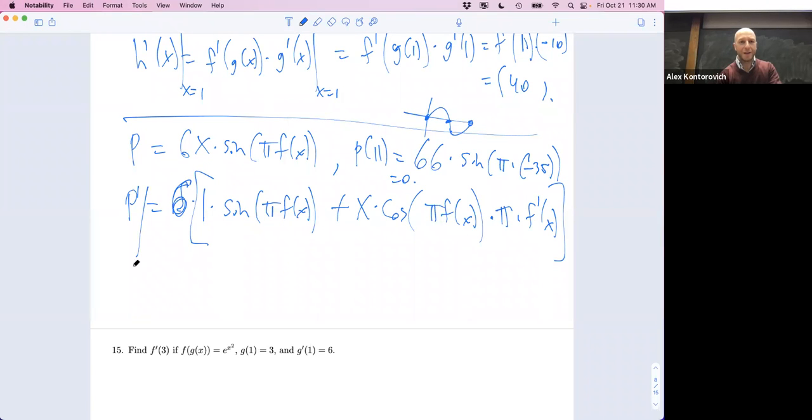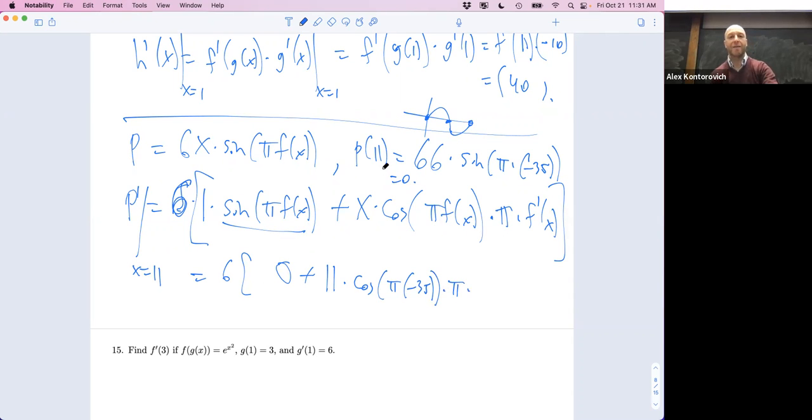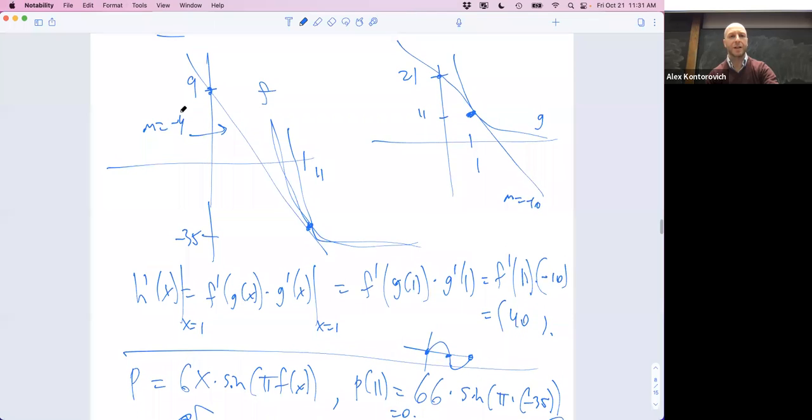And then we want to evaluate this at x equals 11. So I get 6 times, we already know that sine of pi times negative 35 is 0. This thing is 0. Plus 11 times cosine. Okay, I don't know which cosine this is going to be. Negative 35 times pi times f prime at 11, which we know to be, what was it? Negative 4.